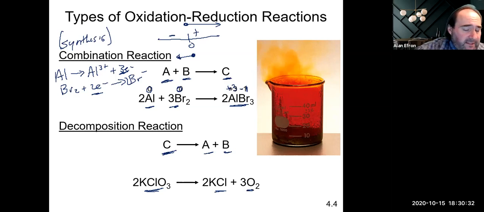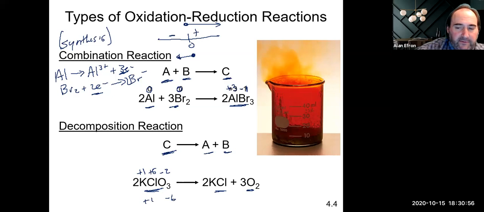Also, this guy is a redox reaction as well. If we look at oxidation numbers, oxygen is -2 here. Potassium is +1. -2 gives me -6 and +1. So our chlorine here, if I did my math right there, is going to be +5. On the other side, this is potassium chloride.